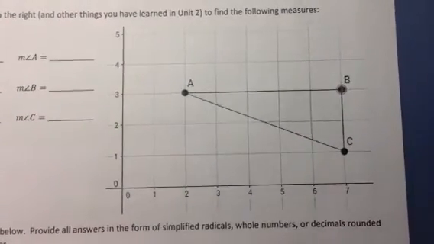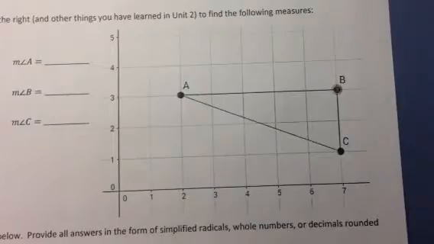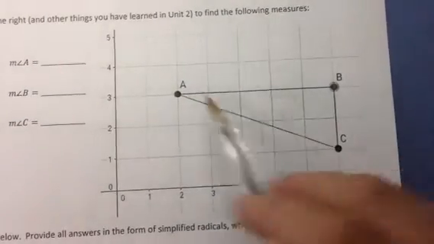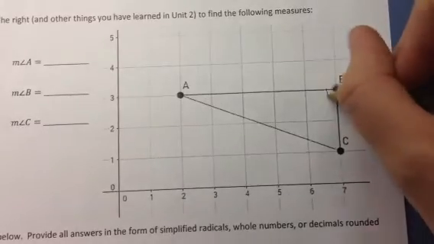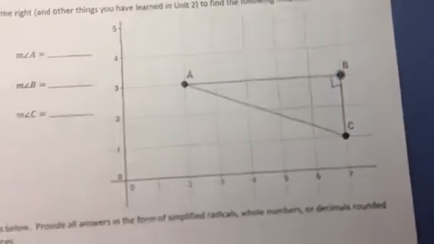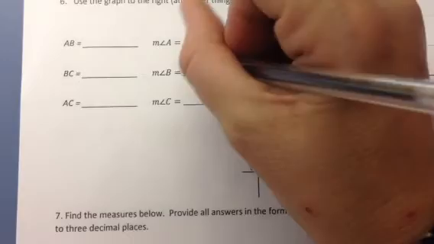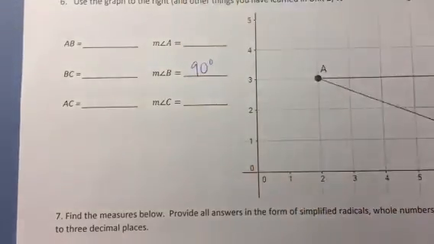So this is a right triangle. It has to be a right triangle. It's on a coordinate plane. So the segment AB is perpendicular to BC. So we know that that is a 90-degree angle. So we're going to write that down just from our observations.